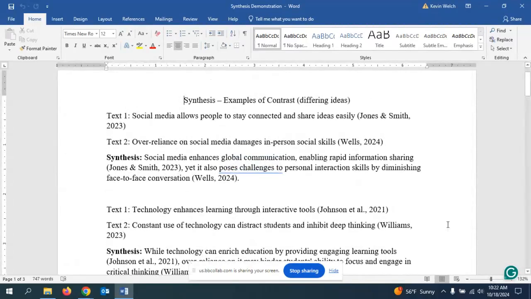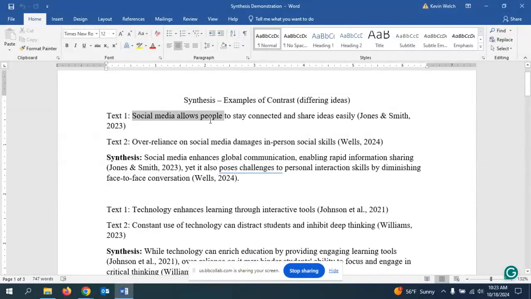So here's an example of contrast where the texts have different ideas. So notice text 1 says, social media allows people to stay connected and share ideas easily. And then I've given a citation for it in APA style. Text 2 says, over-reliance on social media damages in-person social skills. And I've given the citation in APA style. Now, these two texts have different ideas.